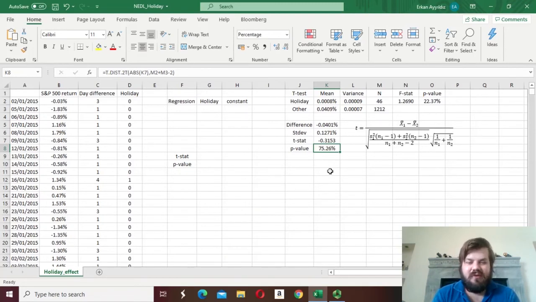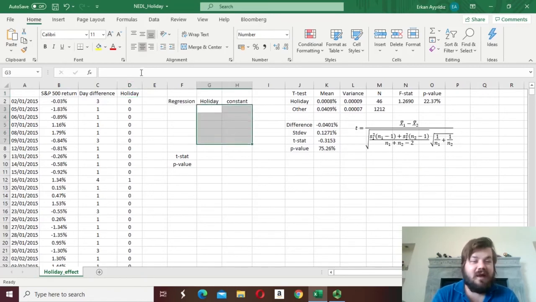Another way of testing for the existence of holiday effect would be to use a simple linear regression. We can just regress the S&P 500 return onto the holiday dummy, and we would basically estimate the difference between the returns on holidays and all other days, and we could have tested for significance using the regression framework. We could have just tested whether the coefficient of the regression is significant, and that would have been much faster and easier. So let me show you how to do that.